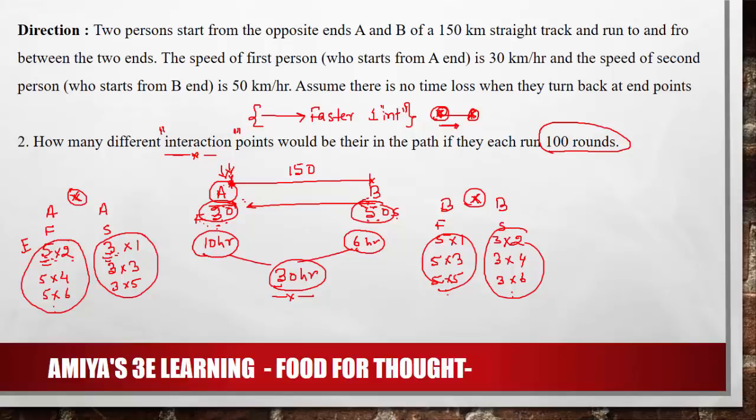And we know one round of the faster is one interaction, and there is no interaction at the extreme points.